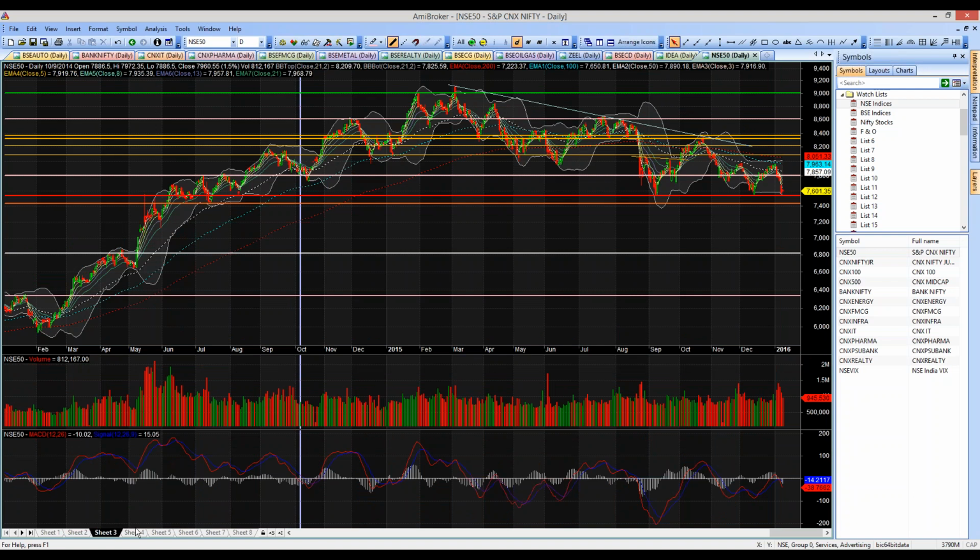Sheet 3 is only with MACD. I've tried to keep things as simple as possible. You can of course play around with this and suitably change it to whatever you like. Feel free to do that, please.